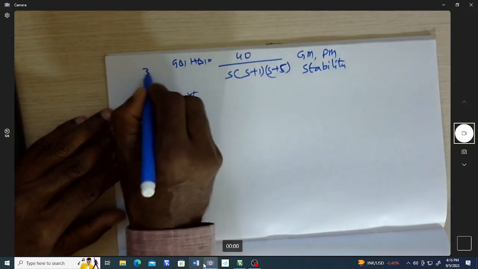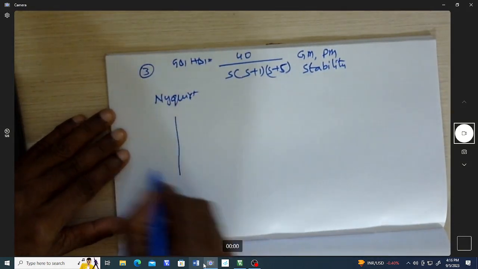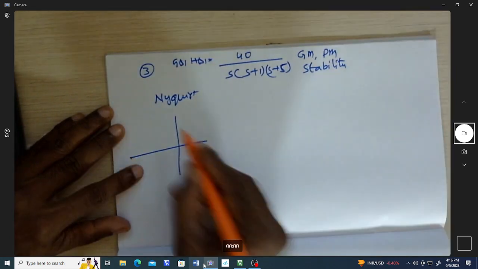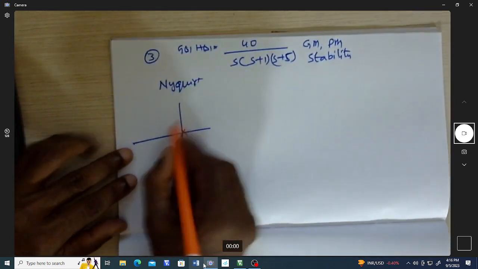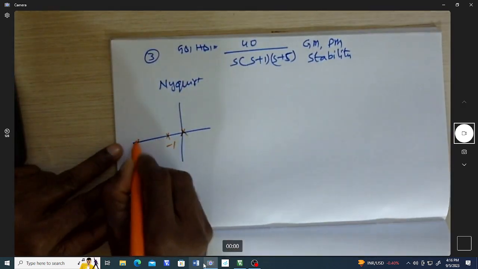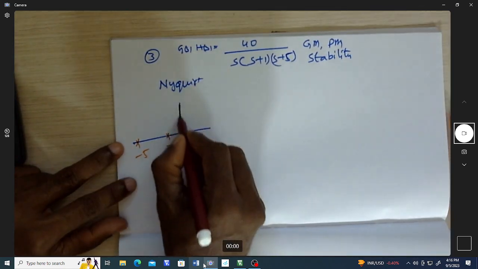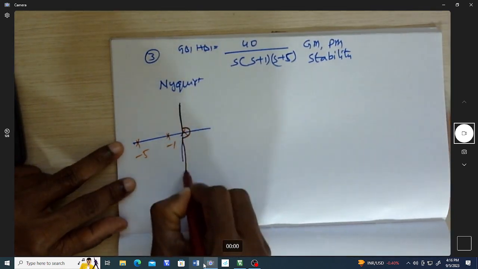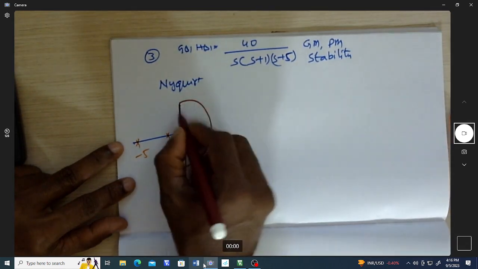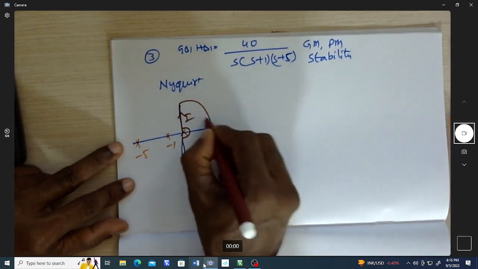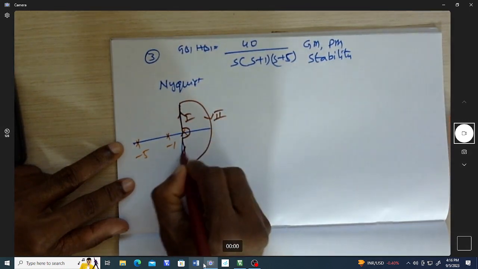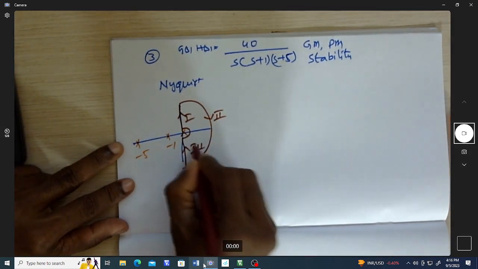Since it is an open loop transfer function, I will be writing the open loop poles: one at the origin, one at -1, one at -5. Since I have a pole at the origin, I will certainly have a Nyquist contour which is bypassing the origin. Now this is the contour: first segment, second segment, third segment, and fourth segment.